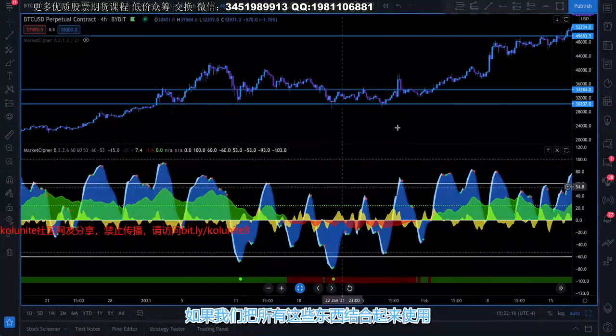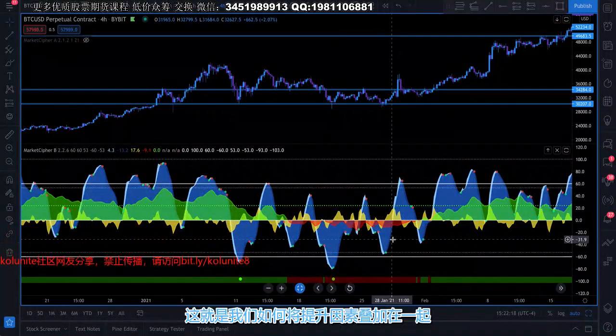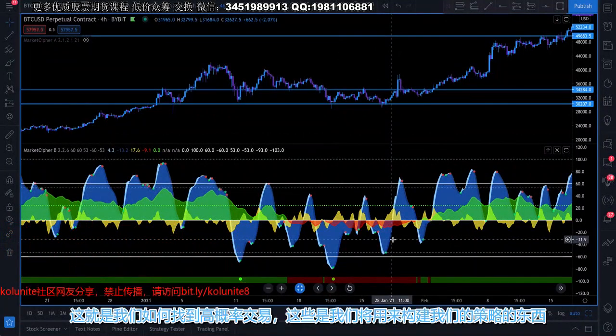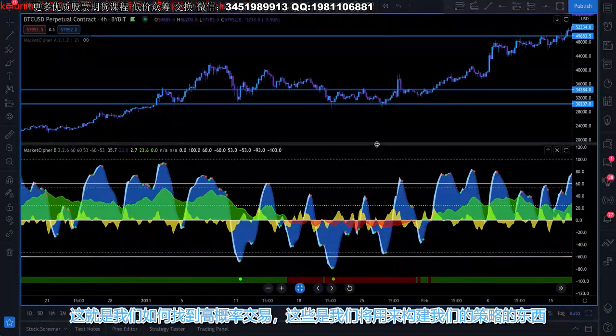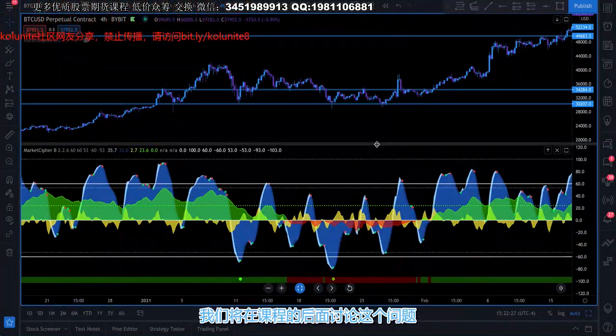If we use all these things in conjunction, this is how we stack our elevating factors on top of each other. This is how we find high probability trades. And these are the things we are going to use to build our strategy, and we're going to get into that later in the course.